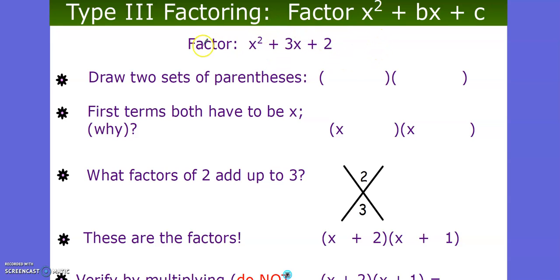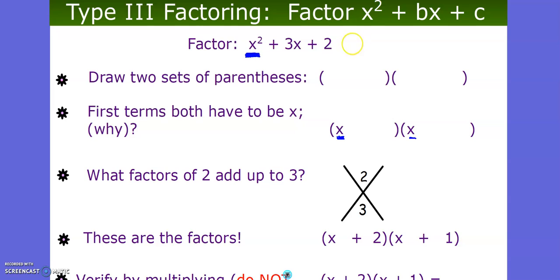So we're going to go into this example here. It says x squared plus 3x plus 2. Here are our steps. Our first step is to draw 2 sets of parentheses, because when we factor a trinomial, we're going to get a binomial here. Our first two terms have to be x. Why would that be? Well, my first term in my trinomial is x squared. How could I get x squared through multiplication? The only way is by taking x and multiplying it by itself. So when I factor that, that's what goes here, little x's.